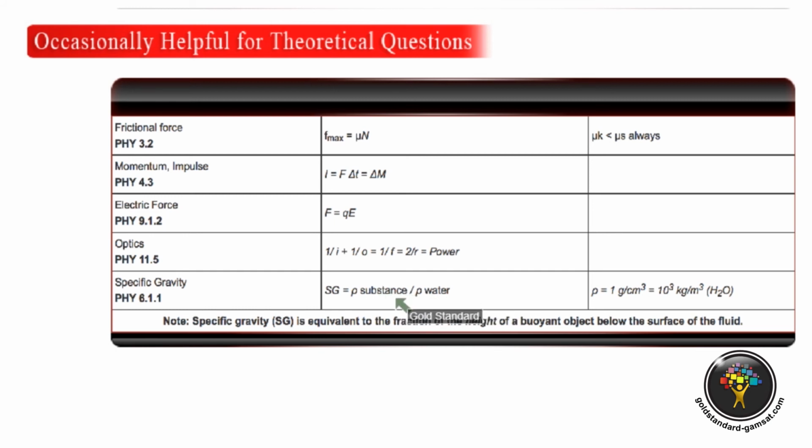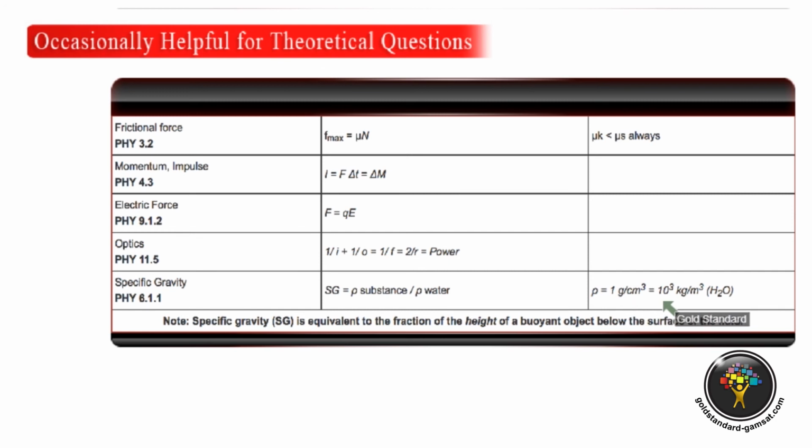Specific gravity is the density of a substance over the density of water. So of course, water would have a specific gravity equal to 1, because the density of itself over itself makes 1. But if you have something that's lighter than water, then the specific gravity would be less than 1.